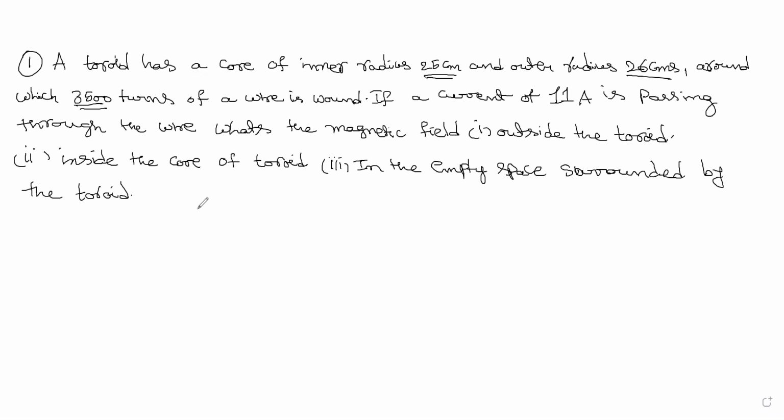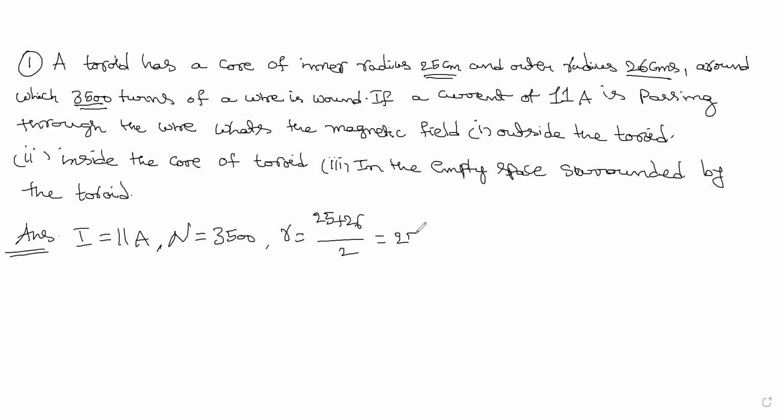So I'll show you the regions. What are the regions? So here, what is I? The current is about 11 amps. And the number of turns, that is capital N, 3500 turns they have given. N is 3500. The next is the mean radius. Mean radius is the average of these two, that is 25 plus 26 by 2. So ID plus OD by 2, that's how you have to do. So 25 plus 26, what you get is 25.5. That is the mean radius, 25.5 centimeters, that is 25.5 into 10 to the power of minus 2 meters. Convert it into meters.